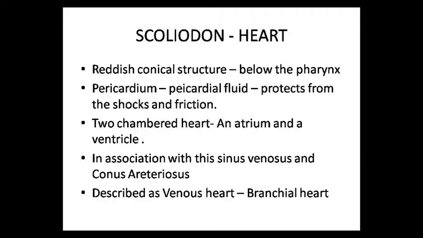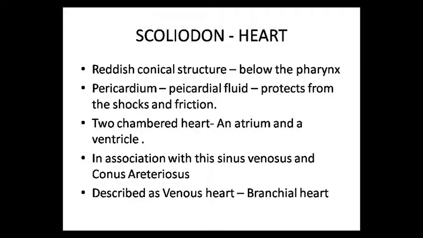We already discussed that the heart of the Scoliodon is a two-chambered heart. One atrium and one ventricle are present. In association with these chambers, there are two accessory chambers. They are the sinus venosus and conus arteriosus. What are the accessory chambers? Sinus venosus and conus arteriosus.